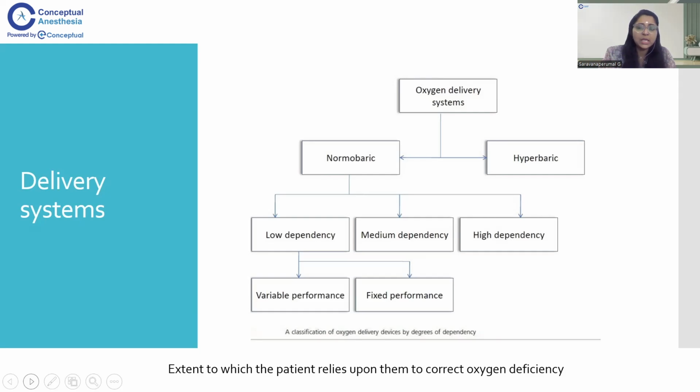In low dependency, depending upon the FiO2 which is delivered to the patient, it can be classified into variable performance and fixed performance. Again, in low dependency, this can be classified into devices based on their capacity: no capacity, medium capacity, high capacity, and very high capacity. So that's how it goes.